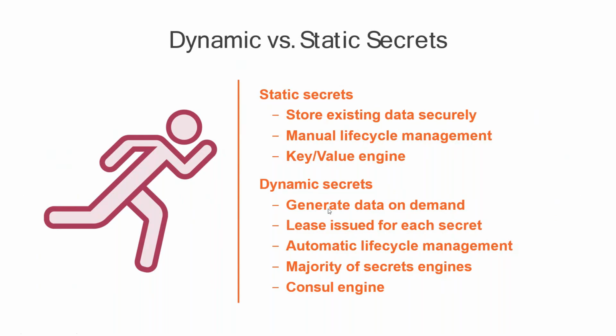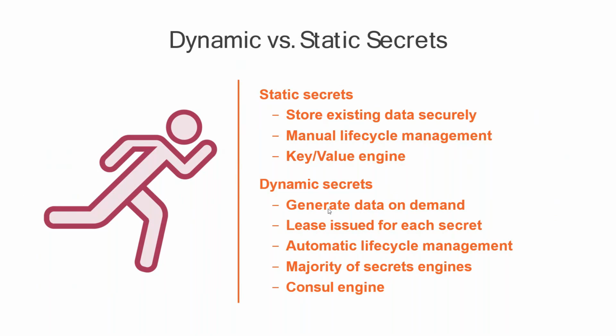Okay, so now there are two types of secrets we typically store. Static secrets, which never change automatically, and dynamic secrets, which change. Static secrets store existing data securely, with manual lifecycle management, in key and value engine format. Dynamic secrets generate data on demand, just like an OTP or whatever it is, with a lease issued for each secret and automatic lifecycle management. The majority of secret engines support dynamic secrets, and the Consul engine also supports dynamic secrets.